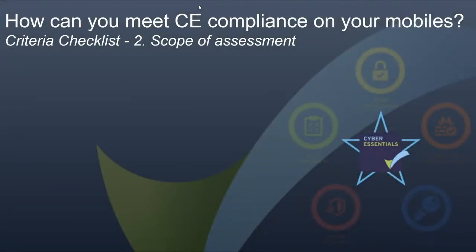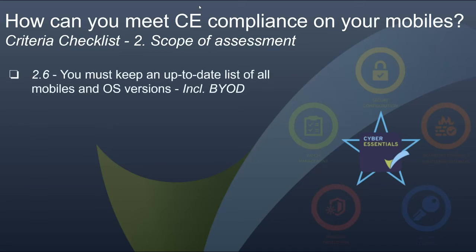The first question in the Cyber Essentials framework, in the criteria that pertain to mobile devices, is in section 2, which is the scope of assessment. That states that you must maintain an up-to-date list of all of your mobiles, so that's tablets and smartphones, that access organizational data and services. This includes both BYOD and corporate-owned devices the same.